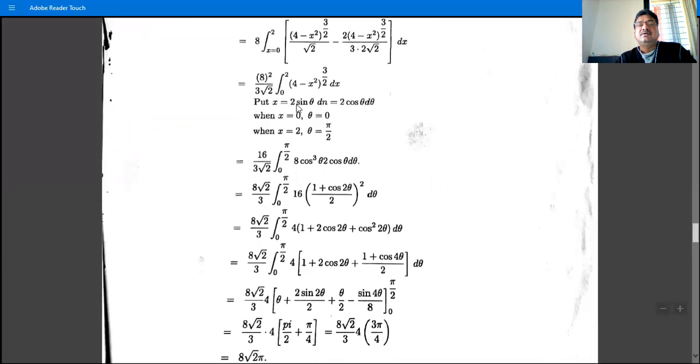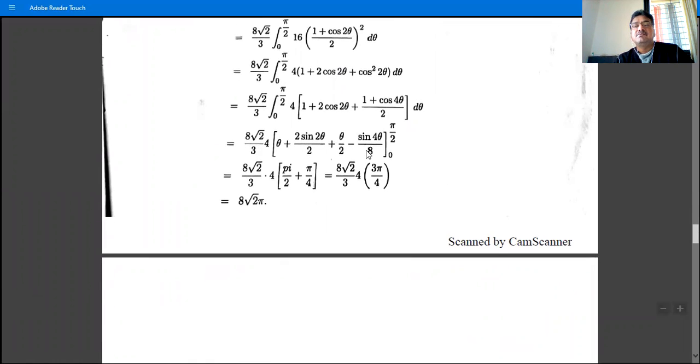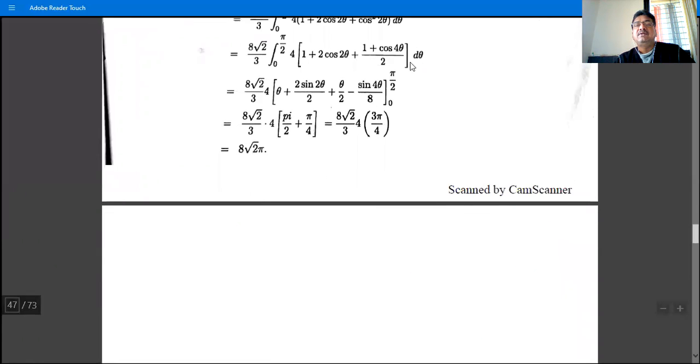This is 4 minus 2 sine theta square, that is 4 minus 4 sine square theta. Take 4 common, and 1 minus sine square theta is cos square theta. So if you take 4 as common, 4 raised to 3 by 2: 4 raised to 1 half is 2, and 2 cube is 8. So this is 8 cos cube theta into 2 cos theta d theta, and then 16, and cos raised to 4 theta is cos square theta, that is 1 plus cos 2 theta divided by 2, its square. Then its simplification is this, and then integration is this, and then the value at the upper limit minus value at the lower limit, that is substitute theta is pi by 2. We have this answer, 8 root 2 pi.